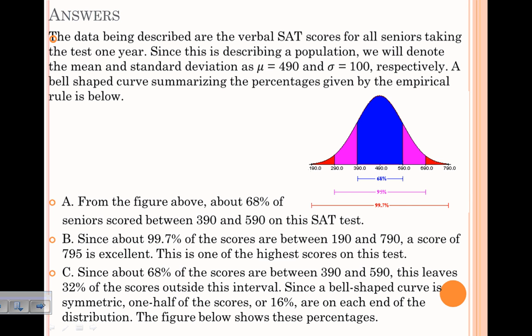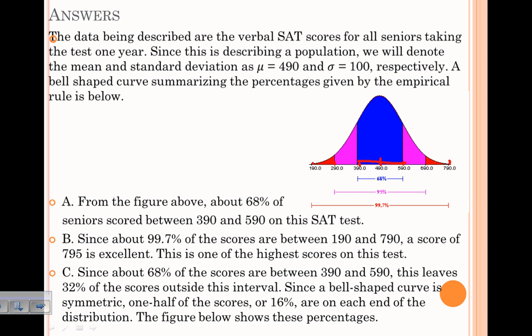So first off, let's just draw the little bell shape and fill in where all the scores would be. It says our mean is 490, so I'm going to put that here in the middle, and the standard deviation is 100, so I'm going to keep going out 100 each way as I mark those. Okay? Question A wants to know how many were between 390 and 590. That's just within 1 standard deviation, so that's about 68% from the empirical rule.